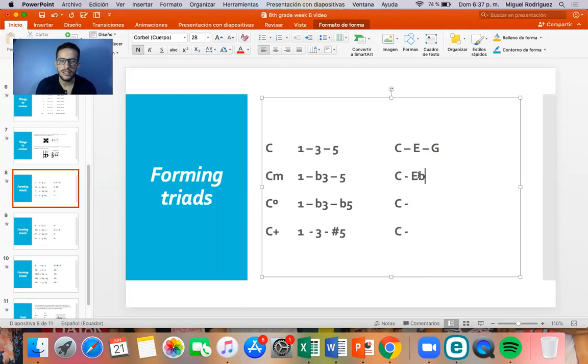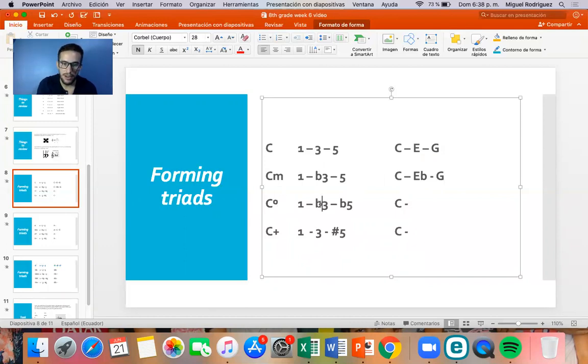Now this E flat is going to be a flat 3, okay? And since 5 is the same in both, then this is going to be G, no change, okay? Since the only number that is going to change is the 3, then 1 and 5 are going to remain the same. So C and G remain the same, and E has to change to E flat because it is a flat 3. The same thing with diminished, okay?